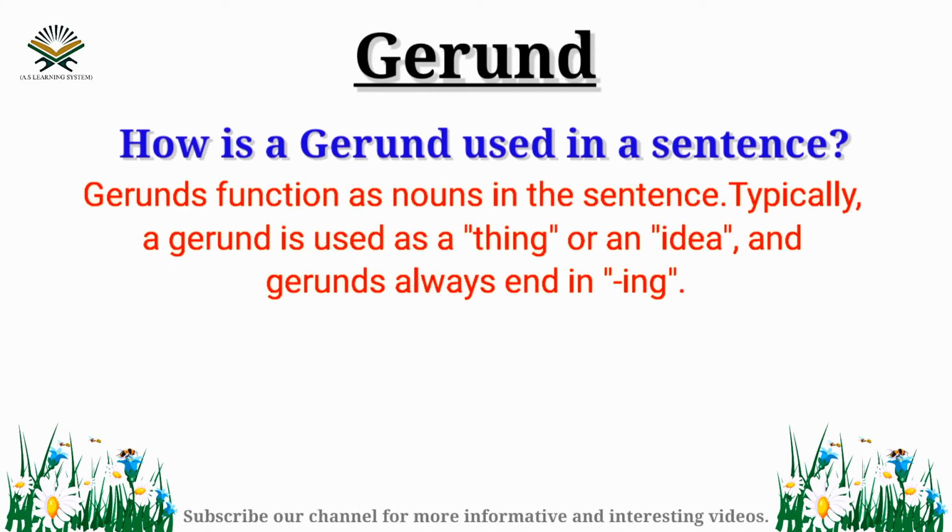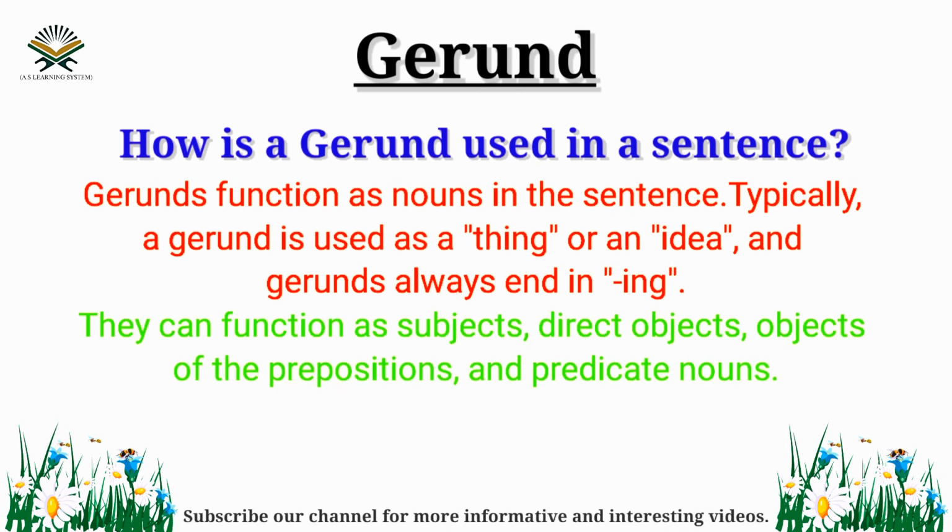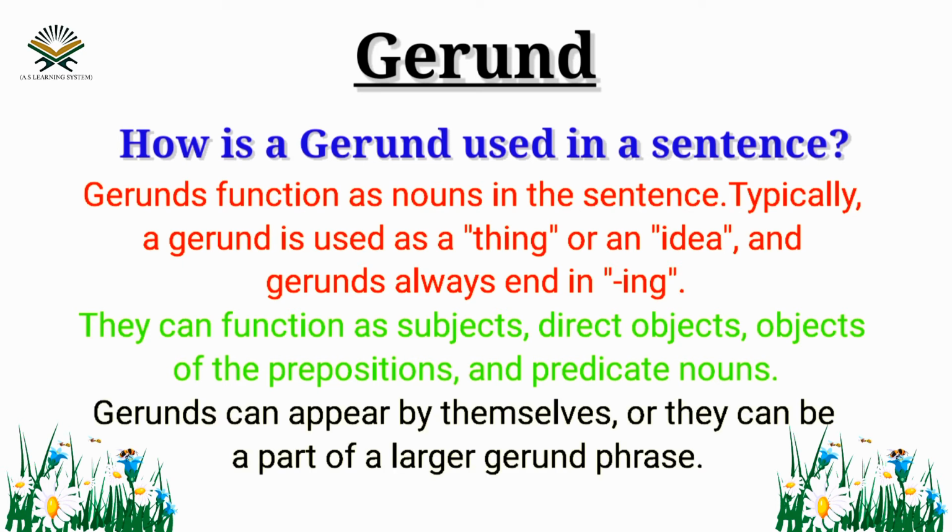How is a gerund used in a sentence? Gerunds function as nouns in the sentence. Typically, a gerund is used as a thing or an idea, and gerunds always end in ing. They can function as subjects, direct objects, objects of the preposition, and predicate nouns. Gerunds can appear by themselves or they can be part of a longer gerund phrase.